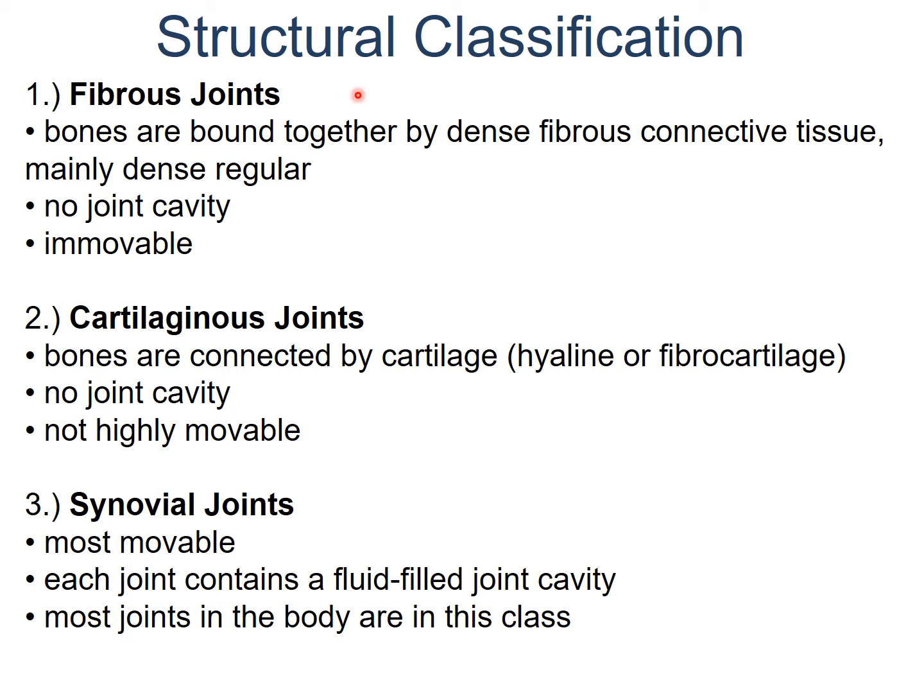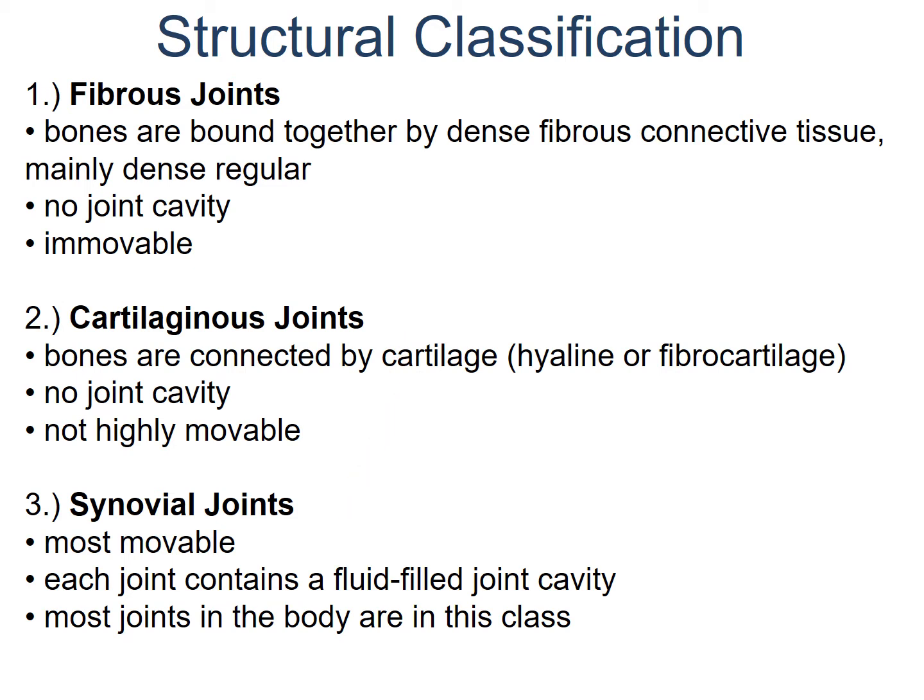There is no joint cavity. What a joint cavity is, we will see in the coming slides. And it's immovable. There's not really going to be a lot of movement between the bones where you have fibrous joints. The second category is the cartilaginous joints. Here bones are connected by cartilage, and specifically it's either going to be hyaline cartilage or fibrocartilage. Again, there won't be a joint cavity, and you still don't have a lot of movement between the bones relative to each other in cartilaginous joints.